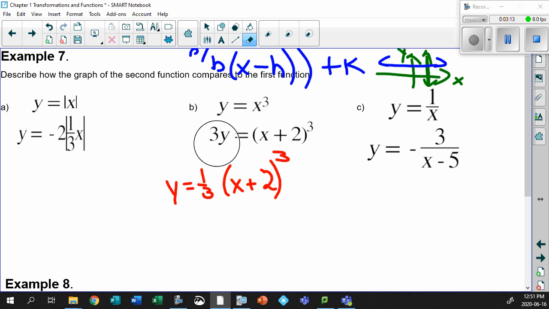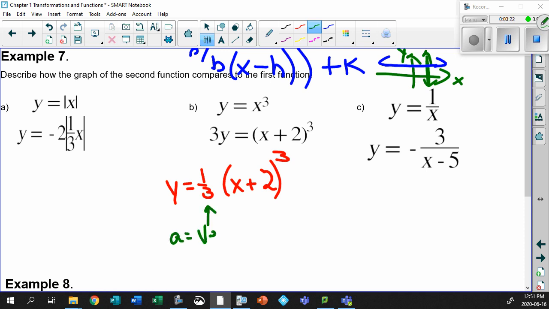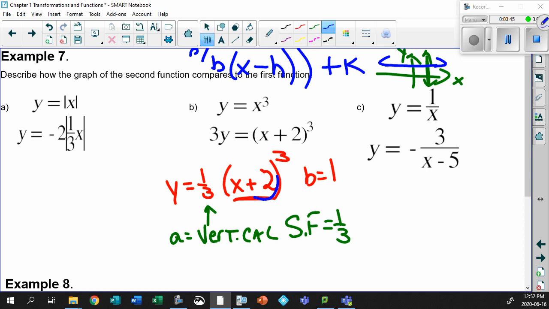All right, what does this mean? First things first, this is our a value. So this is going to be a vertical stretch about the x-axis of scale factor of 1/3. Okay? Inside, is there a b value? Well, yeah, there is a b value. B equals 1. So your scale factor is 1. It doesn't stretch horizontally.